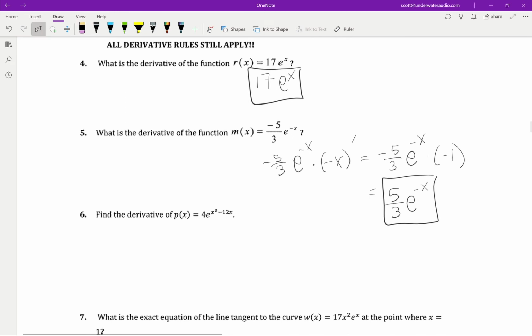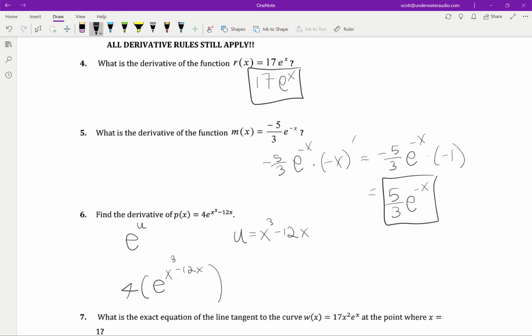Okay, G. Find the derivative of p of x equals 4e to this big old thing here. So I have e to the something, we're going to call it u, and that's where u equals x cubed minus 12x. So this is a composition of functions. So the number 4 I can basically just ignore. 4 times e to the x cubed minus 12x.